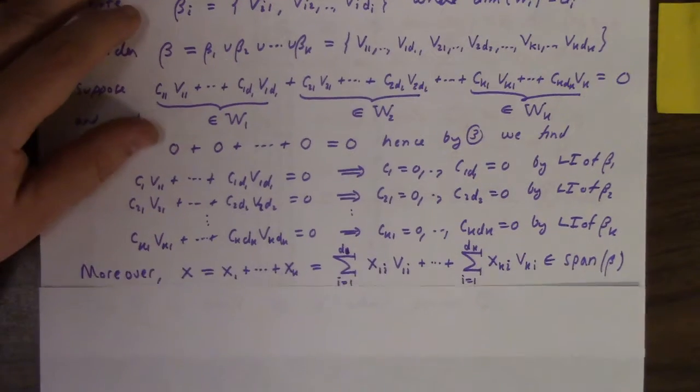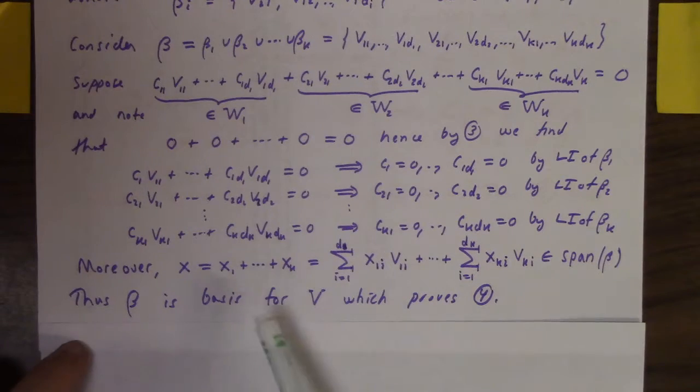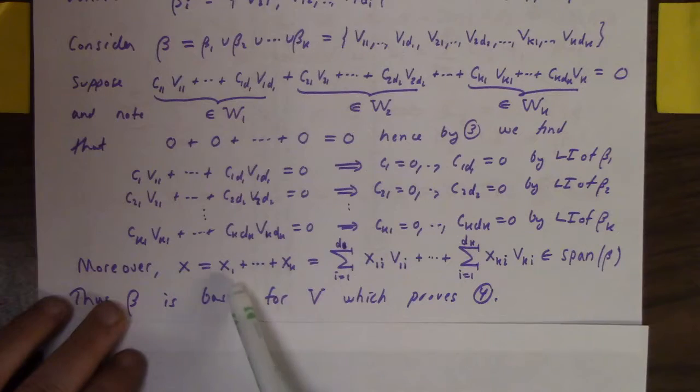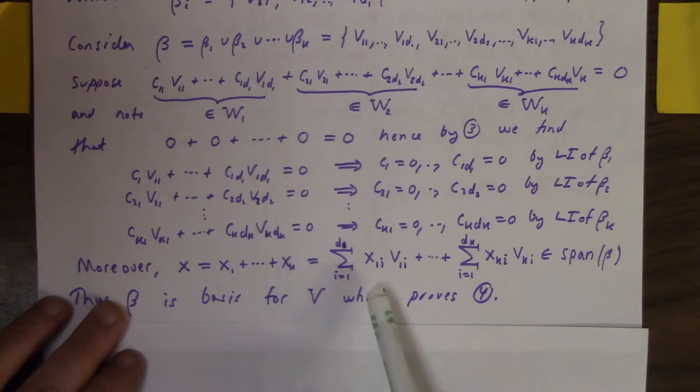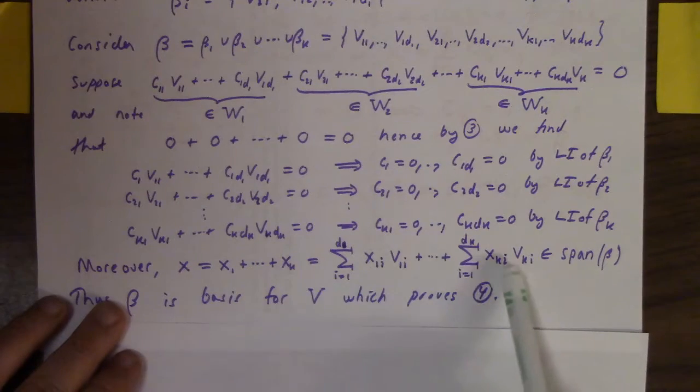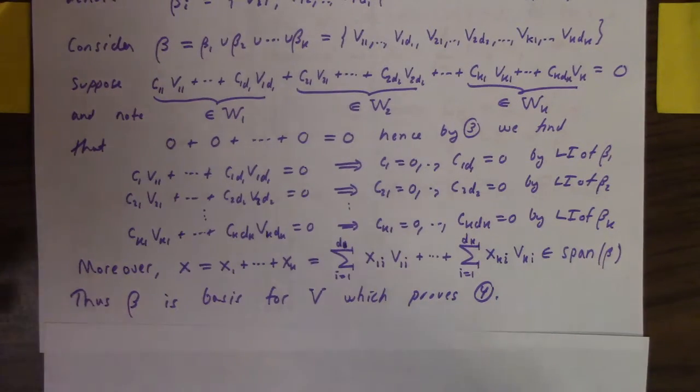And then finally spanning follows pretty easily, because if I have x equal to a sum of these vectors, right, where each one of these is from W1 through Wk, then because beta 1 is a spanning set, I can build x1 from the v1i's all the way out to xk, which I can build from the vki part of basis beta. But in total, that's an element of the span of beta. So therefore beta is a linearly independent spanning set for V, which proves that it's a basis, which establishes 4.